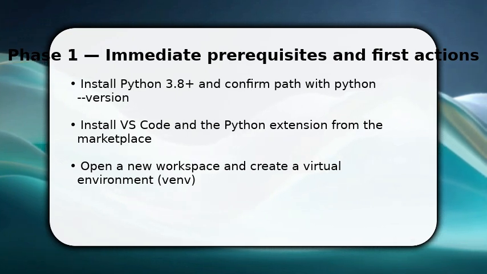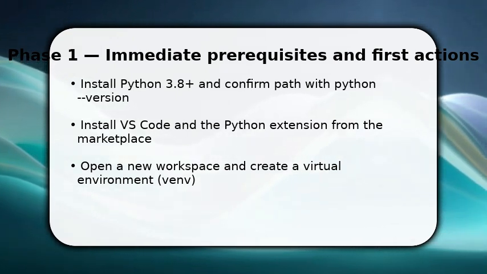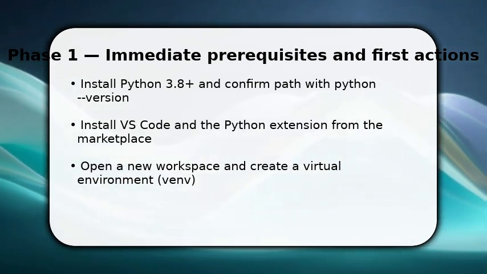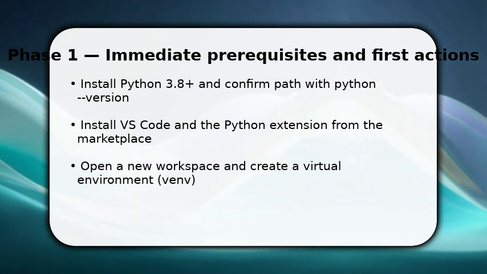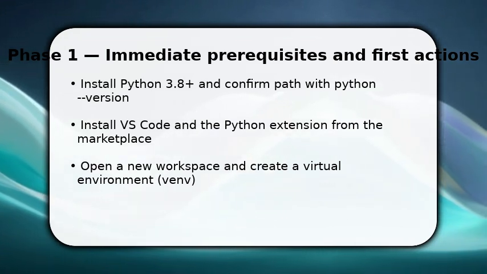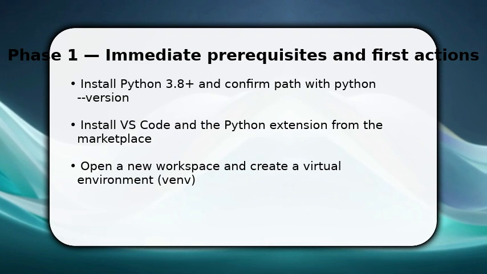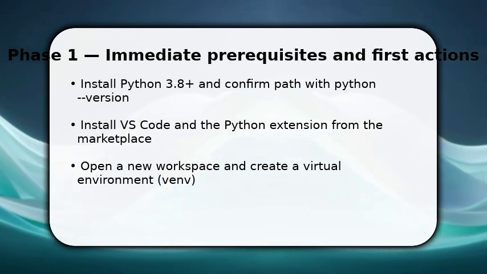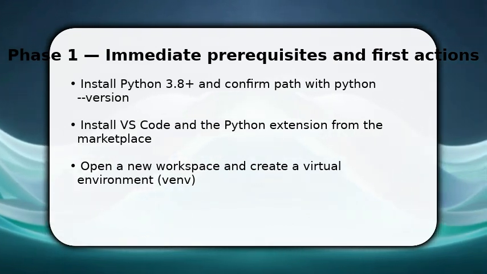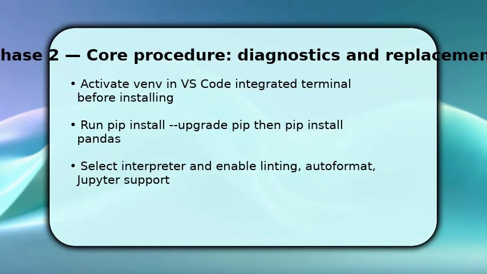Activate the environment. On Windows use venv/Scripts/activate; on macOS/Linux use source venv/bin/activate, because installing Pandas system-wide can cause version conflicts. Make sure the Python interpreter selected in VS Code matches this virtual environment, with your virtual environment active.